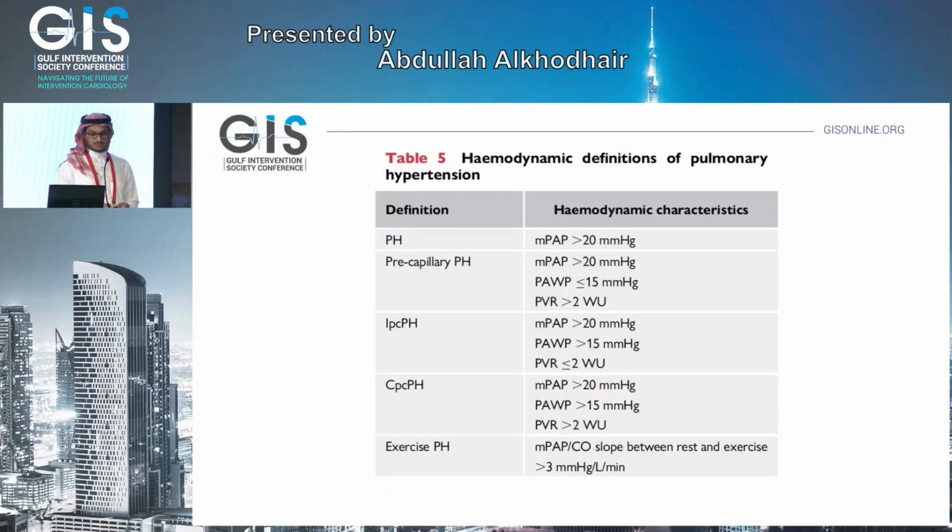So this is the updated definition of pulmonary hypertension released just a couple of months ago. The change is that mean PA pressure is now defined as more than 20 as opposed to 25, and PVR is less than 2 as opposed to 3 in the past. Now, the problem with this definition is most of our treatment trials use the previous definition, so we now have people that have the disease, but we don't know yet if the treatment is beneficial or not.